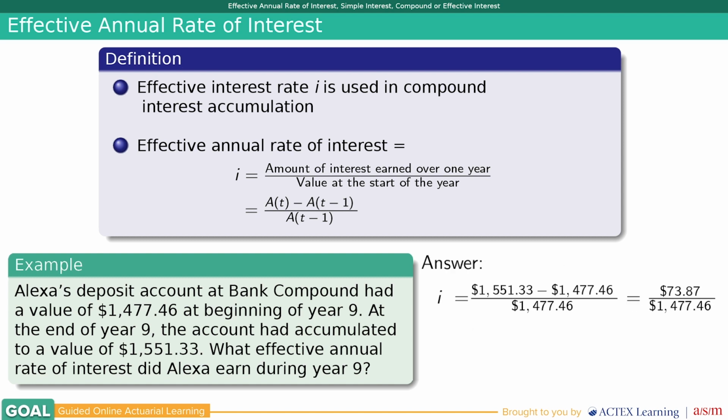Again, it's important to note that here we're looking for the effective annual rate of interest and not the accumulated interest amount. So in order to calculate the effective annual rate of interest, we will take the end of the period accumulated amount of $1,551.33. From that, we will subtract the beginning of the period accumulated amount, which is $1,477.46. That will be a total accumulated interest amount of $73.87. And then we will divide that accumulated interest by the beginning of period accumulated amount, $1,477.46. When we do this ratio, we get an effective annual rate of interest of 5%.